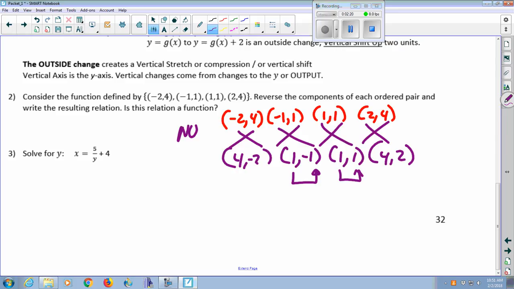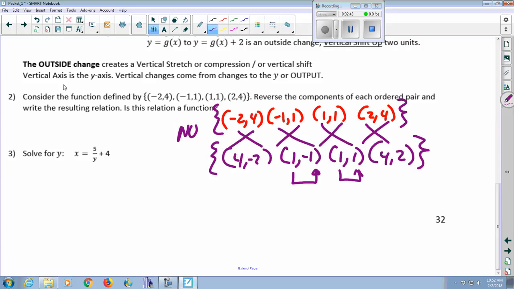So this is a relation. It's not a function. Any set of ordered pairs is a relation, with the special condition that for each input you have one and only one output. That makes your relation a function.